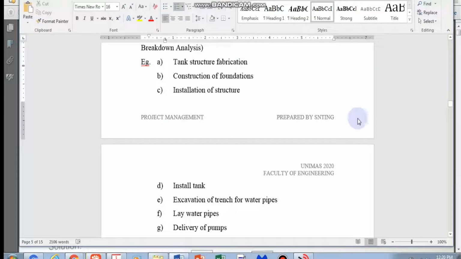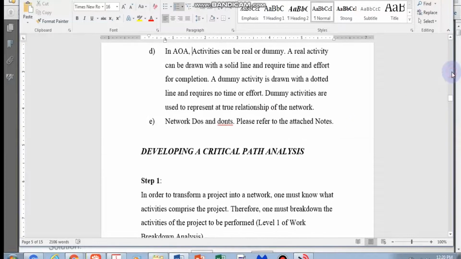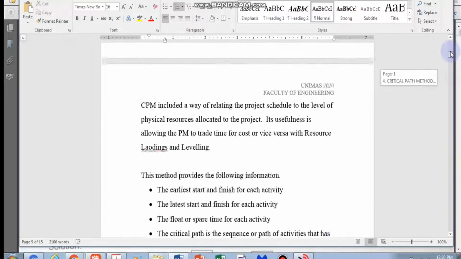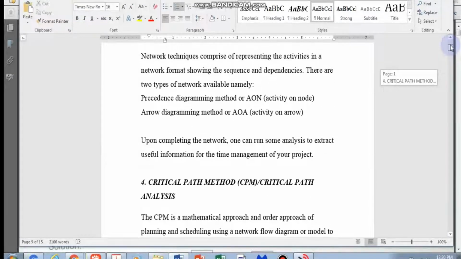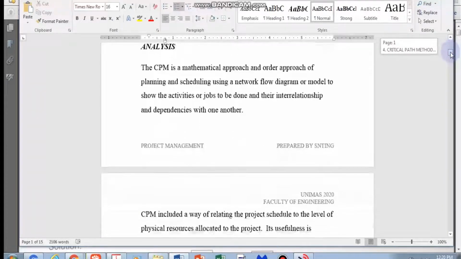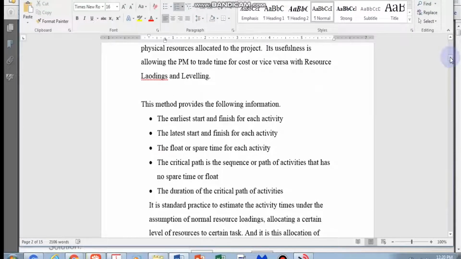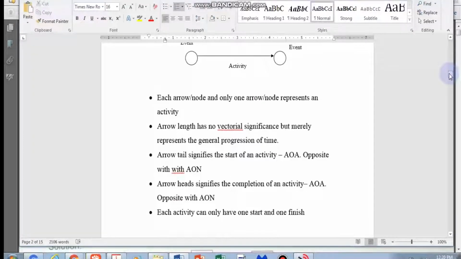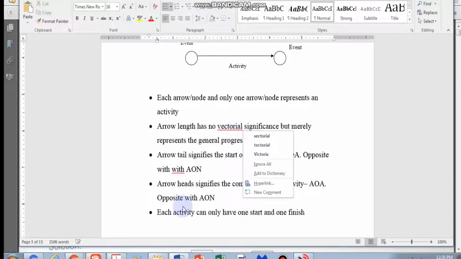Okay, so here you see, after you understand that you need to draw everything, there are two types of network, AON and AOA. Then the basic terminology for those diagrams, and then you know how to draw a nice diagram. And once you know how to draw a proper diagram, what you need to do is analyze that particular diagram.